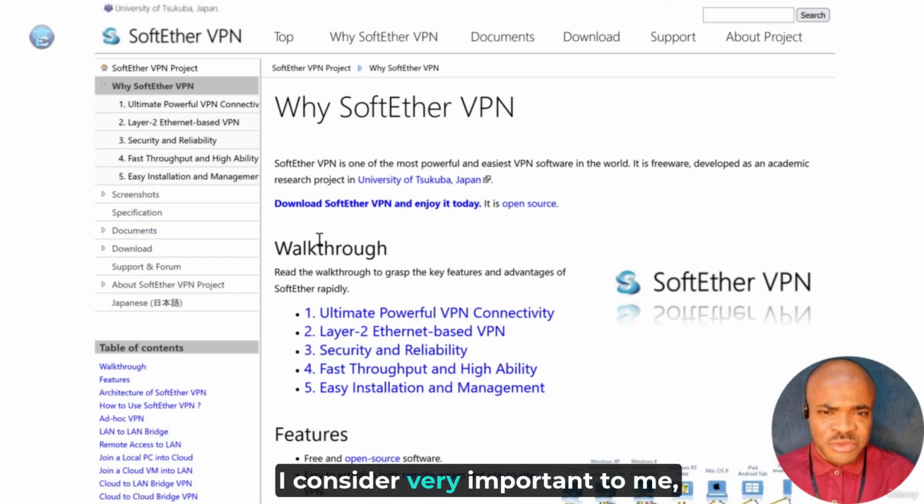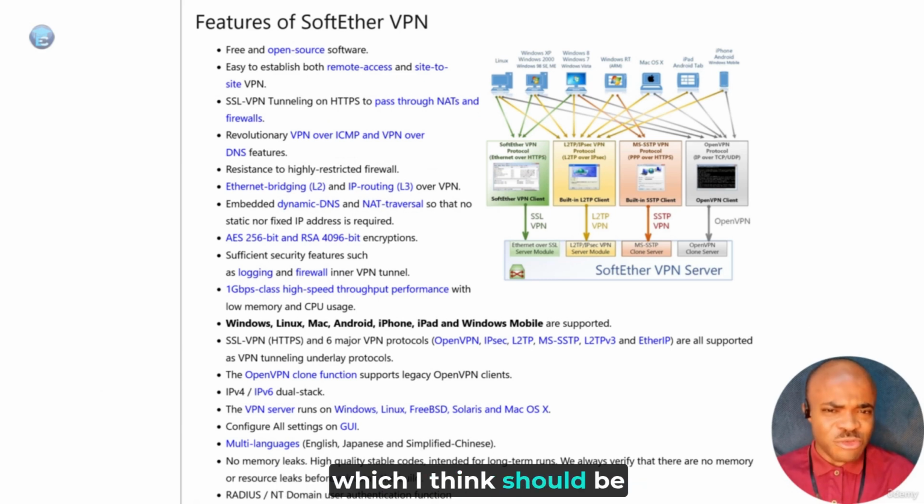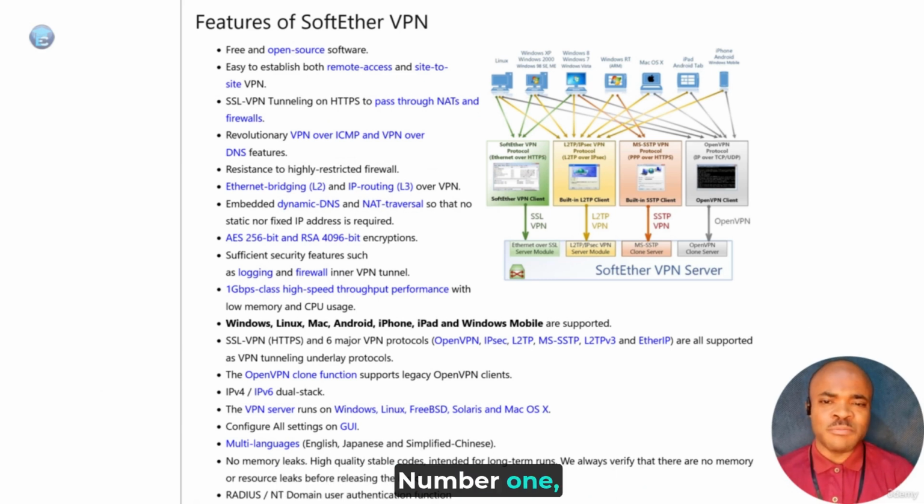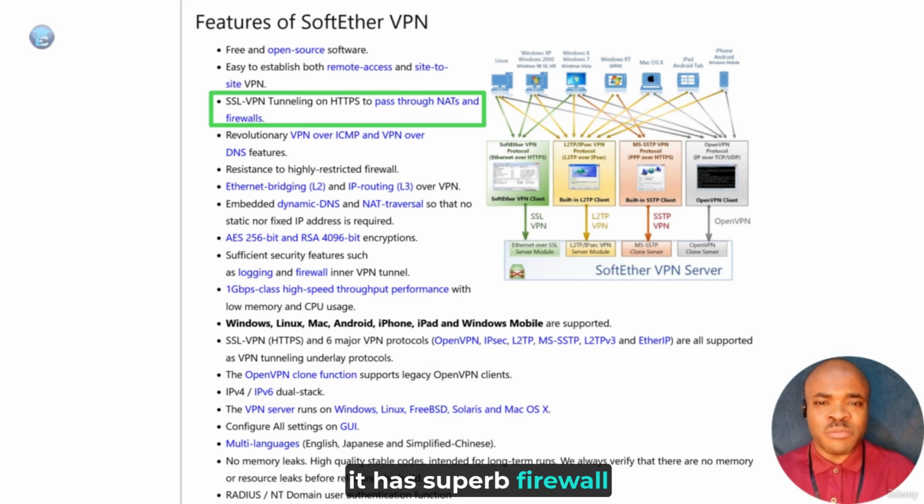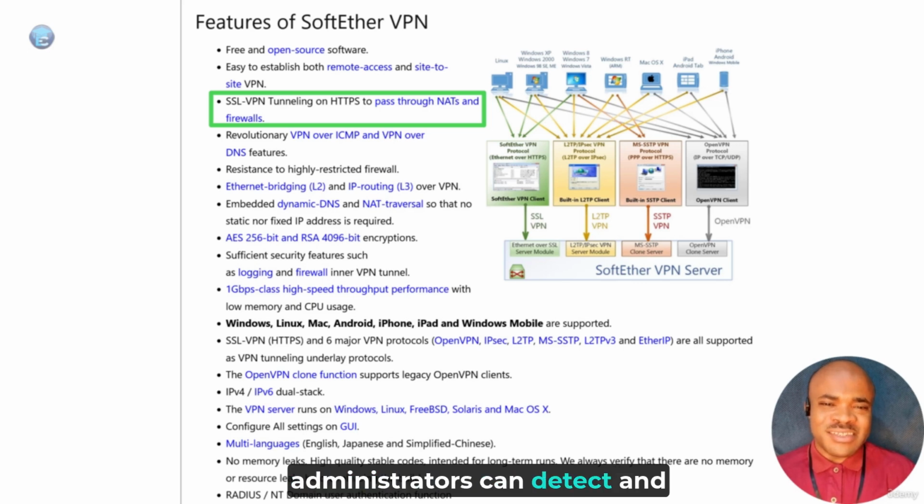There are many great advantages of SoftEther that made it my pick, but I'll mention three that I consider very important to me, which I think should be important to you too. Number one, it has superb firewall bypassing ability. Firewalls and server administrators can detect and block VPN connections, depending on the kind of port the VPN protocol uses. However, SoftEther uses port 443, which is the same standard port for HTTPS that websites and applications worldwide depend on, which gives it the ability to get past firewalls without being detected as VPN traffic or blocked.